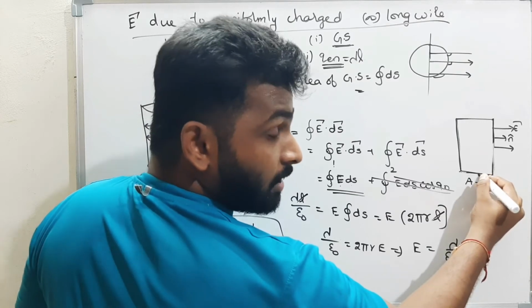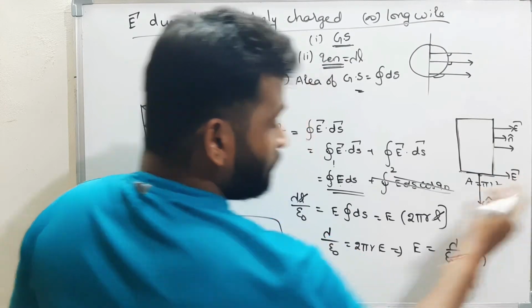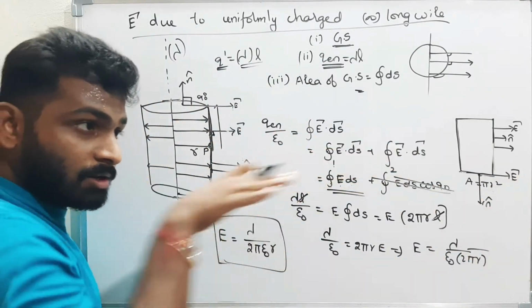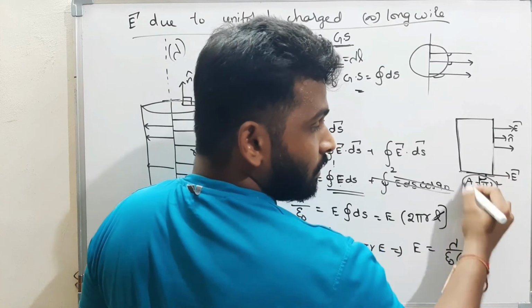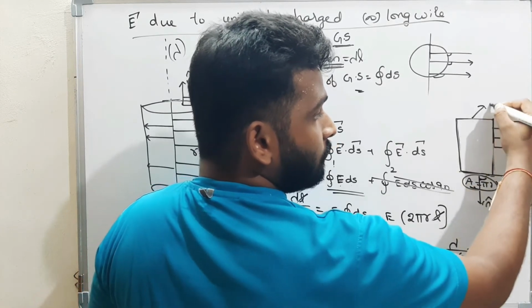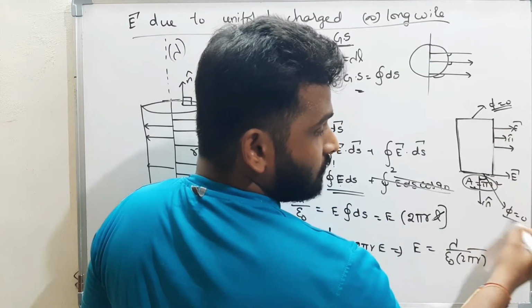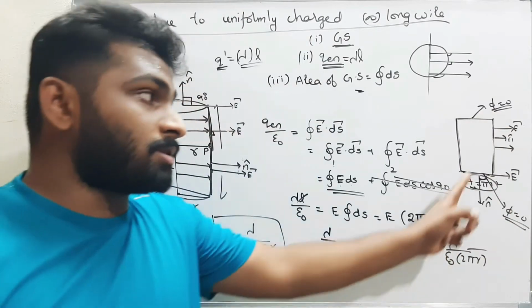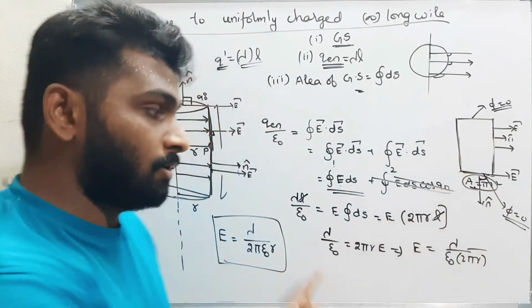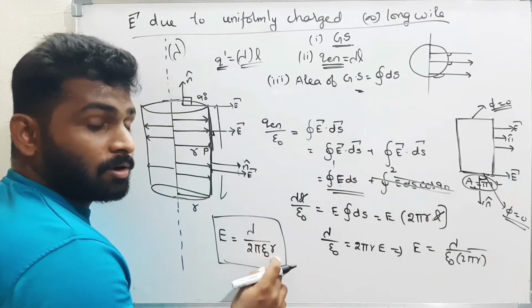What is the area vector? Area vector is like this, and the electric field directions will be like this. Because of this, the electric field will be in this direction. But what is the angle? Angle is 90. Then what is the flux? The flux through this bottom surface is 0, and the flux is only through this cross section area. Therefore, what is the area of the cross section? Nothing but 2 pi r into L. Now, just keep it there, cancel them. Finally, you got the electric field as lambda by 2 pi epsilon naught r.